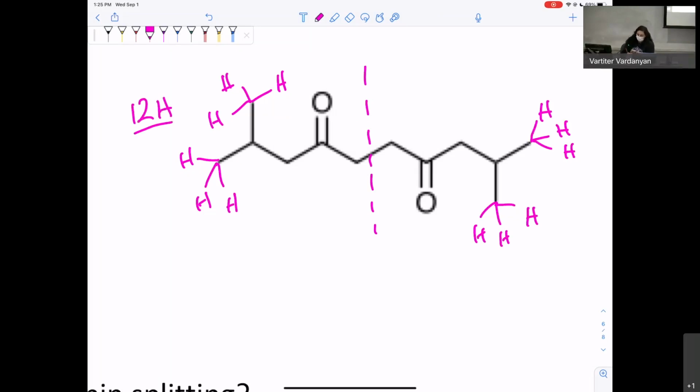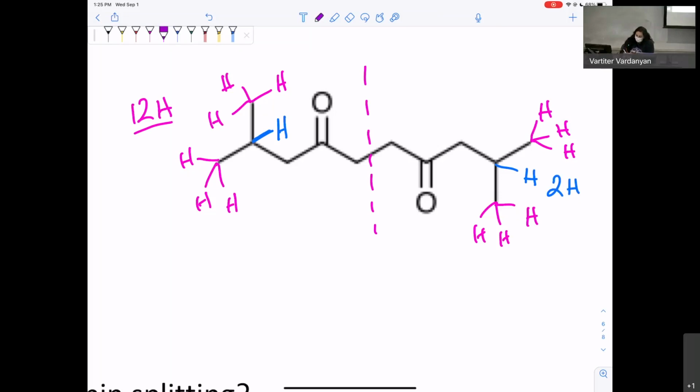Next up is this guy. Does that hydrogen have any equivalent hydrogens? Yes, on the opposite side. So ta-da. And the integration is 2.